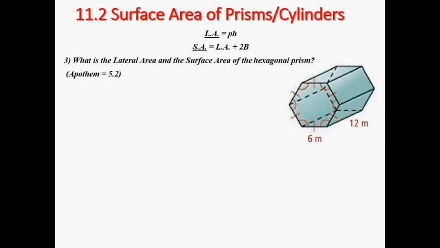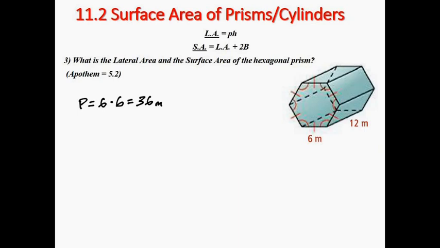This time we're looking for the lateral area and the surface area of a hexagonal prism. So we're going to have to use our understanding of regular polygons and how to find their area. Let's start by finding the lateral area. To find the lateral area, we need to find the perimeter of the base, which is just a hexagon. That means it has 6 sides, and each of the sides is 6 meters. So this shape has a perimeter of 36 meters.